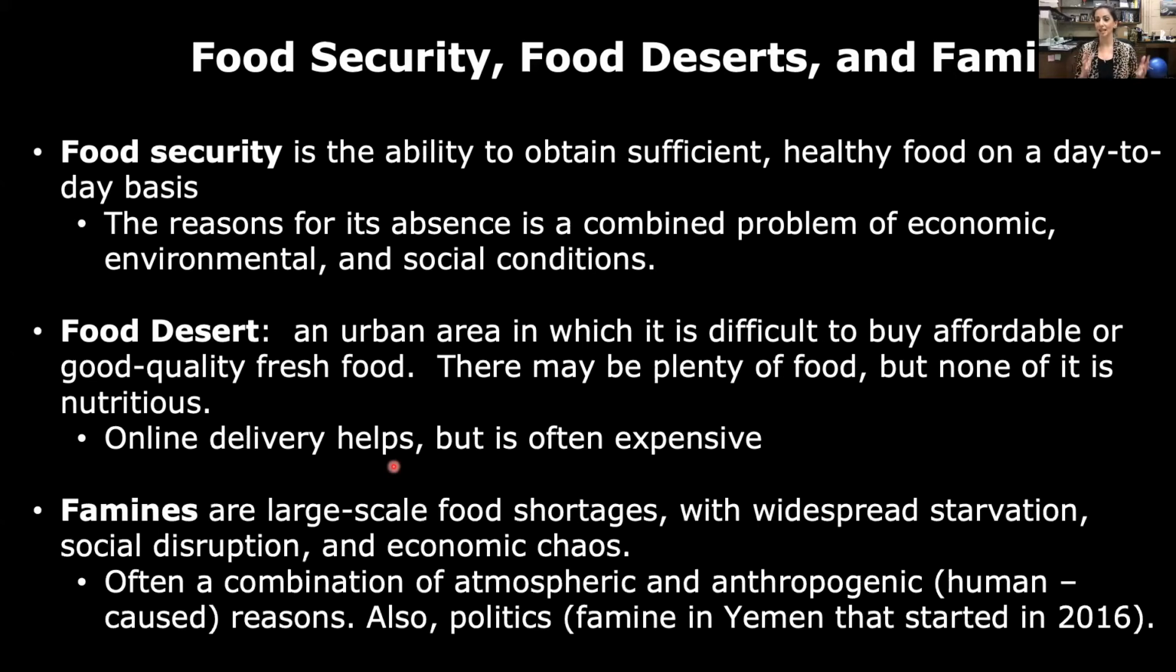The most drastic side of the spectrum is famine. Famines are large-scale food shortages with widespread starvation, social disruption, and economic chaos. So there's a lot going on to produce the state of a famine in a country. It's often a combination of atmospheric and anthropogenic reasons, but it can also be precipitated by politics and war. A great example, unfortunately, of a famine precipitated by political division is a famine that's currently ongoing in Yemen due to the Yemenian civil war that started in 2016 and is ongoing today.